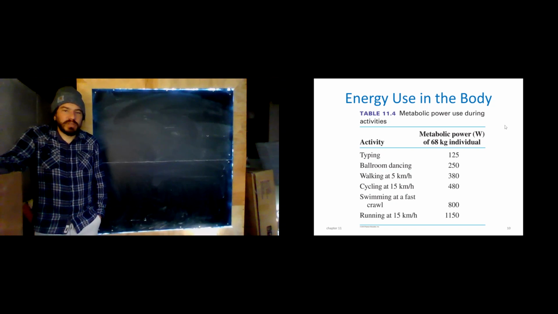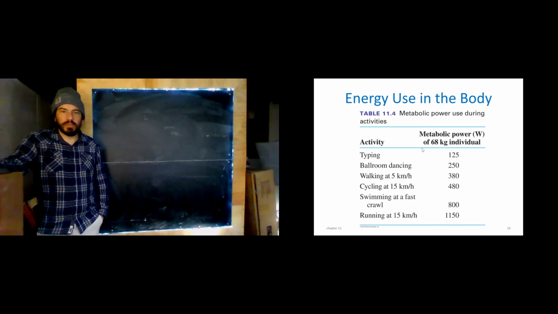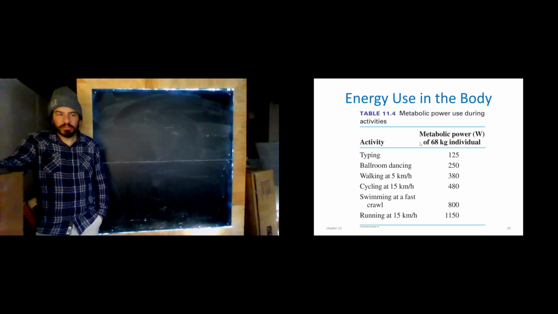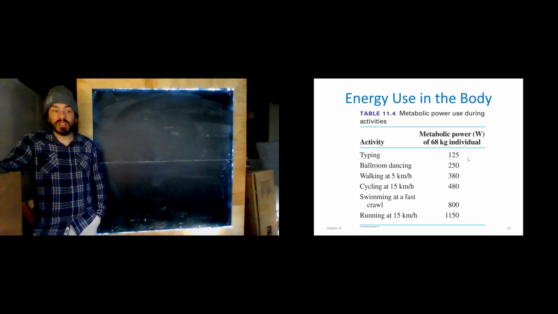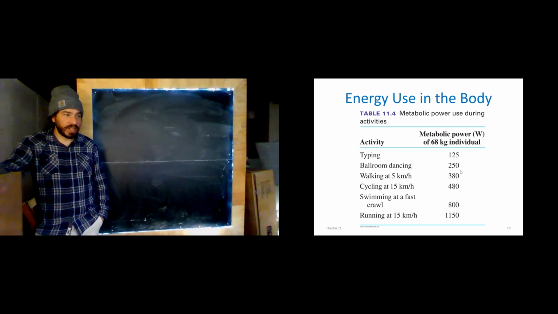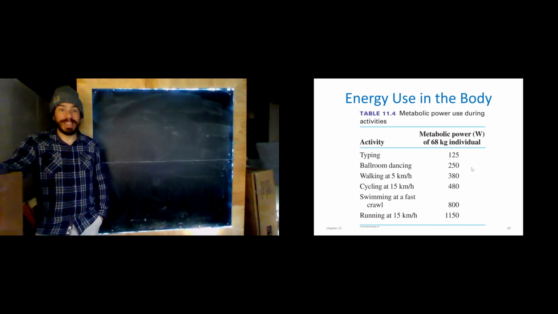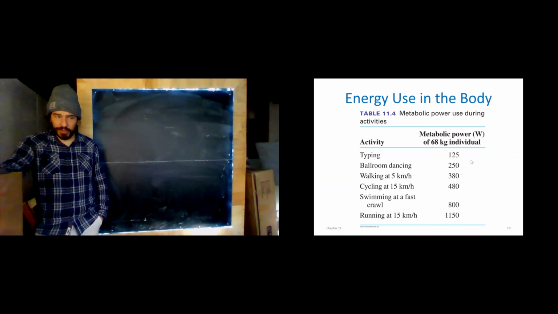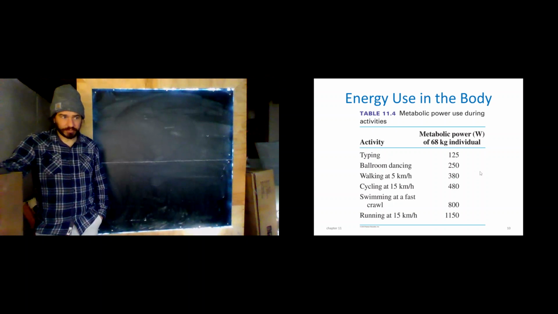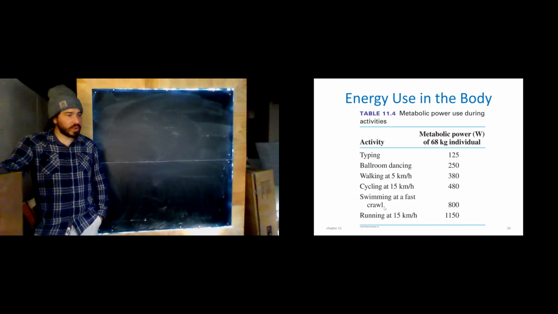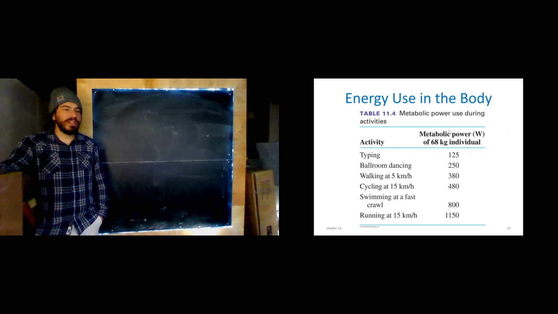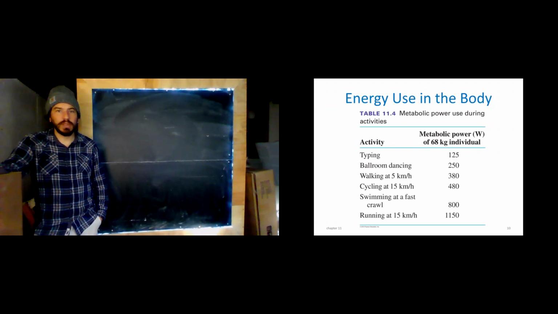Here, again, these are just typical values. For different people, it would be different numbers, right? So typing, you might have a rate of 125 watts, and you can just kind of go through it here. Ballroom dancing, everyone's favorite exercise. What else? Cycling, walking, swimming, running, right? Increasing as you go down. Okay, so that's your metabolic power for a typical individual.